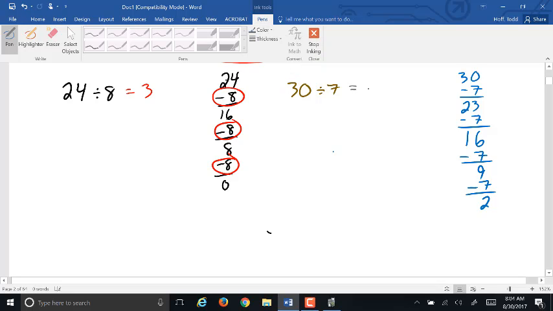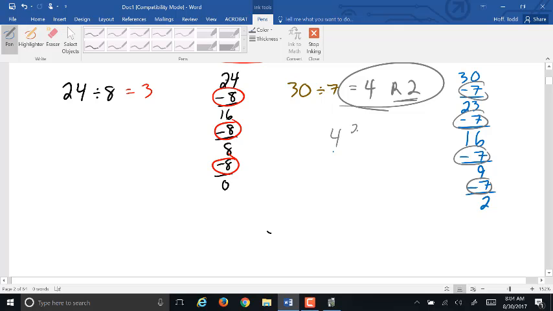So 30 divided by 7 is 1, 2, 3, 4, with a remainder of 2, because we can subtract the 7 4 times and there will be 2 left over. Now, as we go through the semester, we'll see different ways of expressing that remainder. When we do fractions, we probably express it as 4 2/7. As decimals, it might be 4.2857 and so on. For right now, we'll leave it as just a remainder of 2.